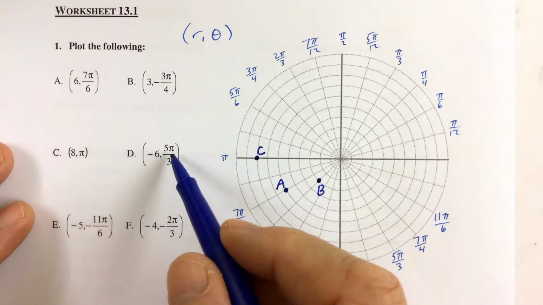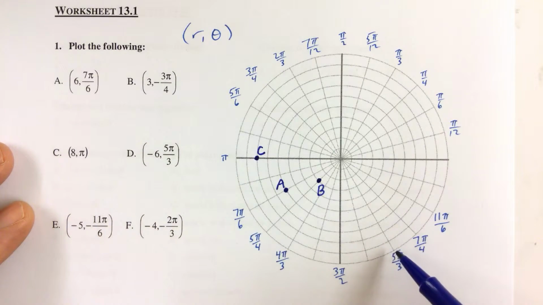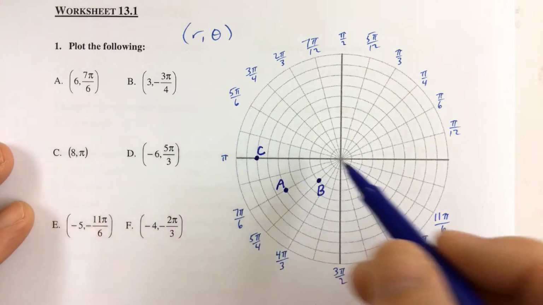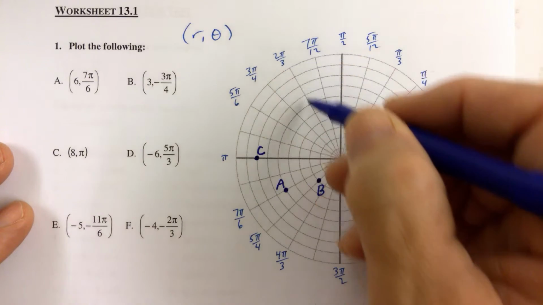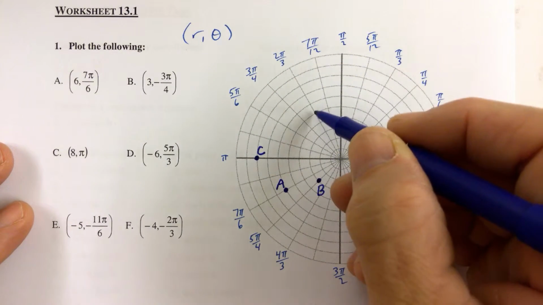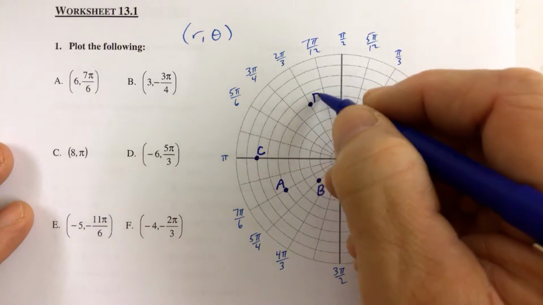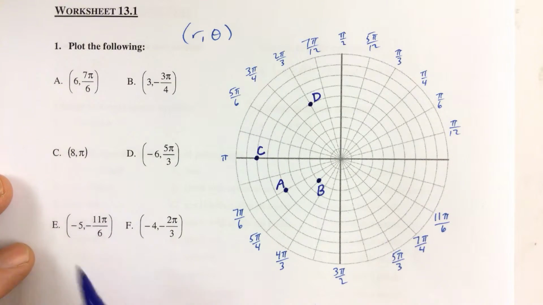Now here we have an interesting one. For point D, we first find the angle, but we see that the r is negative, so we'll look at the angle first, 5 pi over 3. And then instead of going toward 5 pi over 3, we're going to go away from 5 pi over 3 because the r is negative. So that would be toward 2 pi over 3. So we're going to go 1, 2, 3, 4, 5, 6. So that's point D.